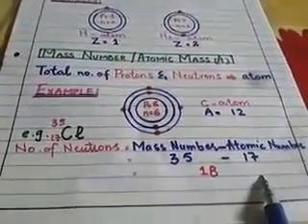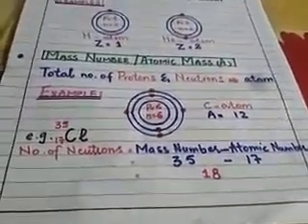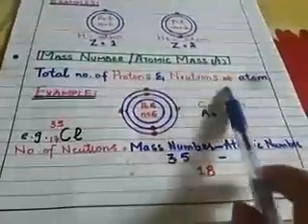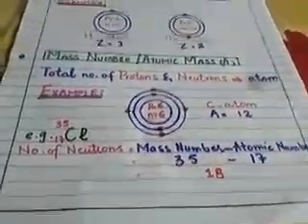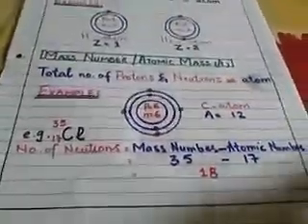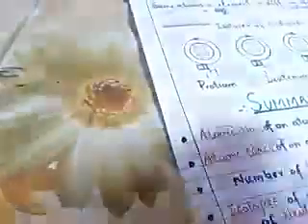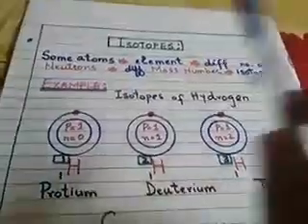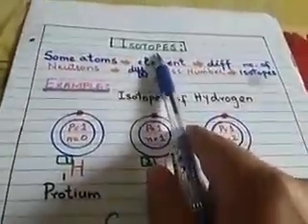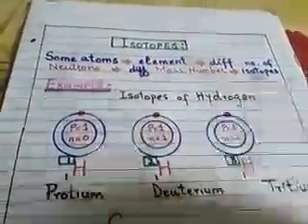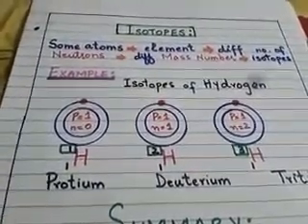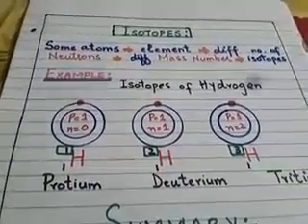So till here we are done with mass number or atomic mass. So what is mass number? It is the total number of protons and neutrons present in an atom. Now students, some of the atoms of the same element may have different mass number. Such atoms of the element are called isotopes. Now why do they have different mass number? Because they have different number of neutrons in their nucleus.